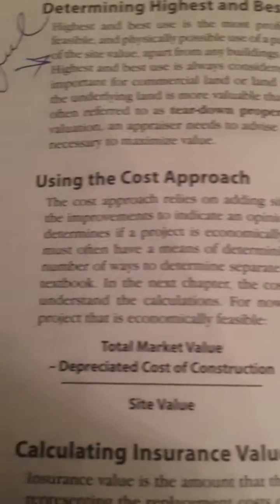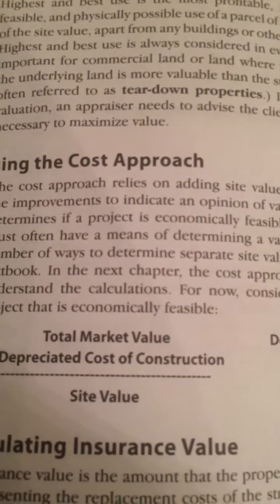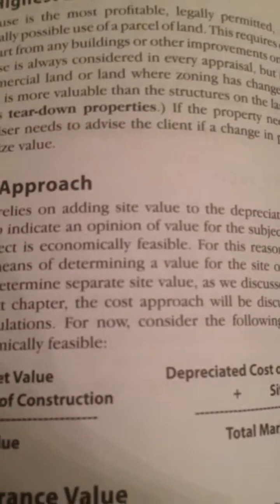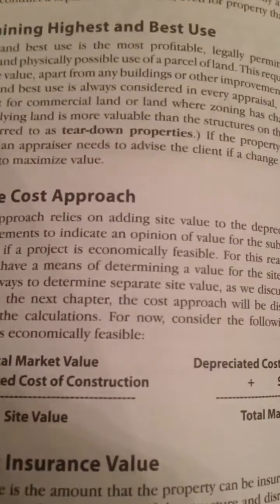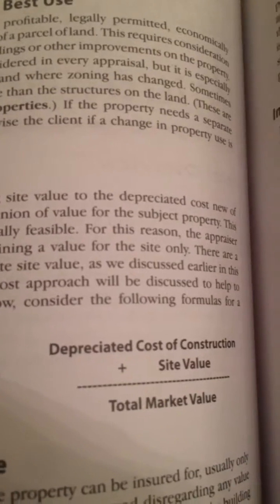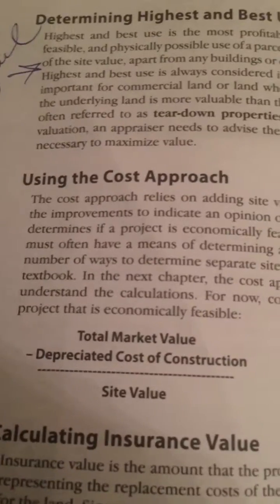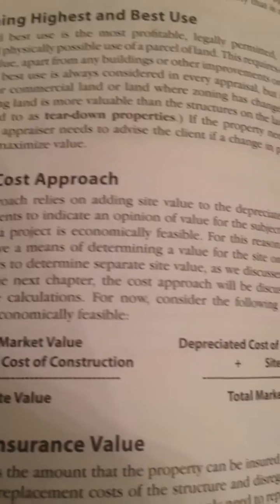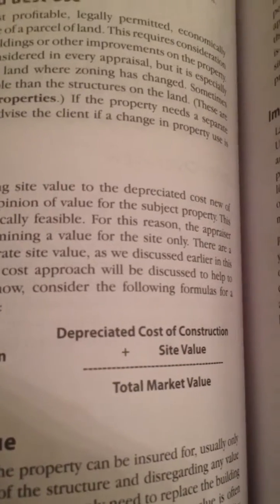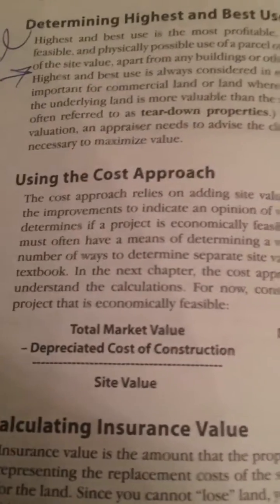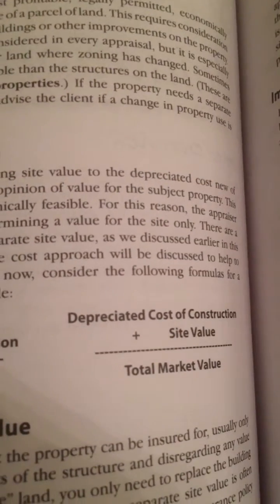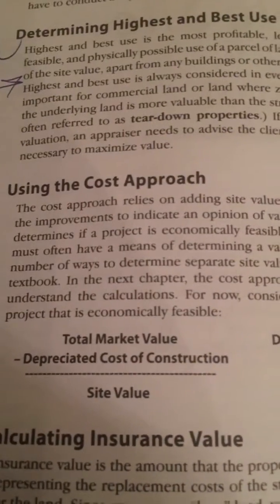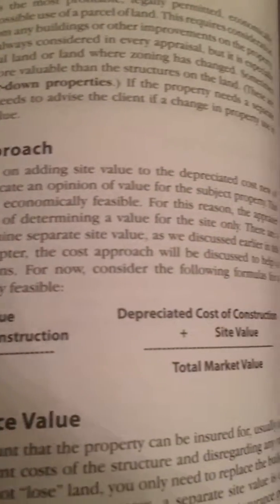Using the cost approach. The cost approach relies on adding site value to the depreciated cost new of the improvements to indicate an opinion of value for the subject property. This determines if a property is economically feasible. For this reason, the appraiser must often have a means of determining a value for the site only. There are a number of ways to determine separate site value.